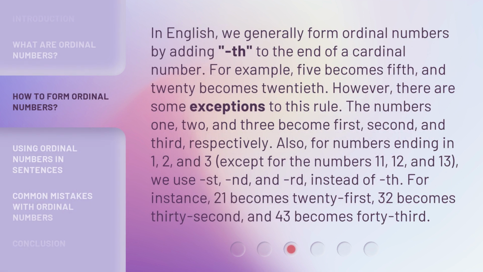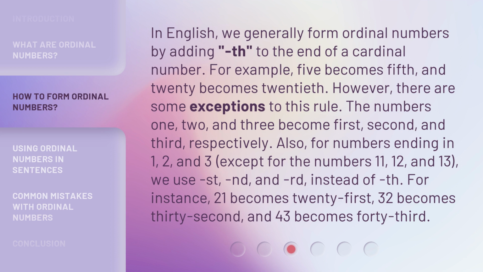In English, we generally form ordinal numbers by adding th to the end of a cardinal number. For example, 5 becomes 5th, and 20 becomes 20th. However, there are some exceptions to this rule. The numbers 1, 2, and 3 become first, second, and third, respectively.